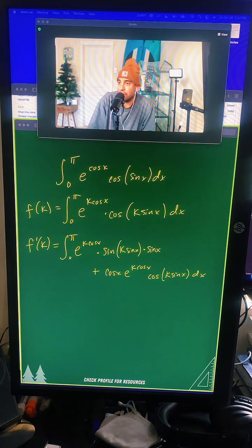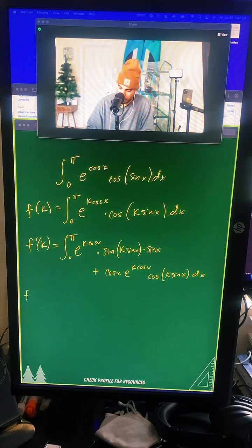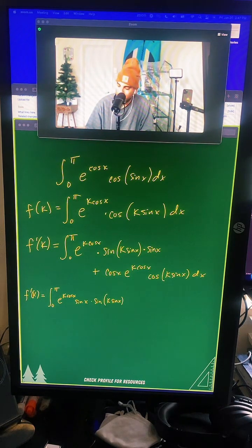So let me just try to clean this up a little bit. Let me just try to make it smaller. So maybe I can zoom in on my iPad real quick. You guys are going to see why I'm doing this. So f prime of k is equal to the integral of 0 to pi of, let's put the e to the k cosine x, and let's put the sine out in the front, and then times sine of k sine of x, and then plus, I guess that's kind of already cleaned up. I'm just going to do e to the k cosine of x times cosine of x cosine of k sine of x dx.